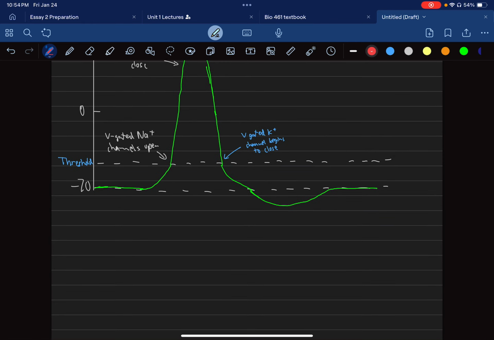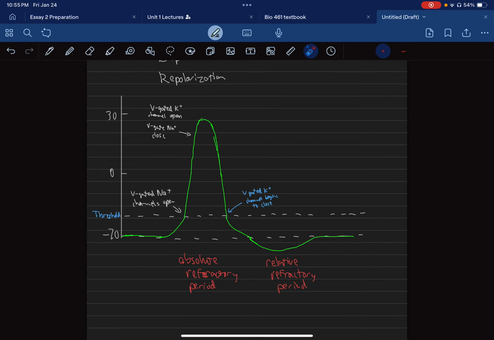There's an absolute refractory period, and there is a relative refractory period. And basically, in this time right here, we are above threshold, and we're not going to be able to do another action potential at this point.